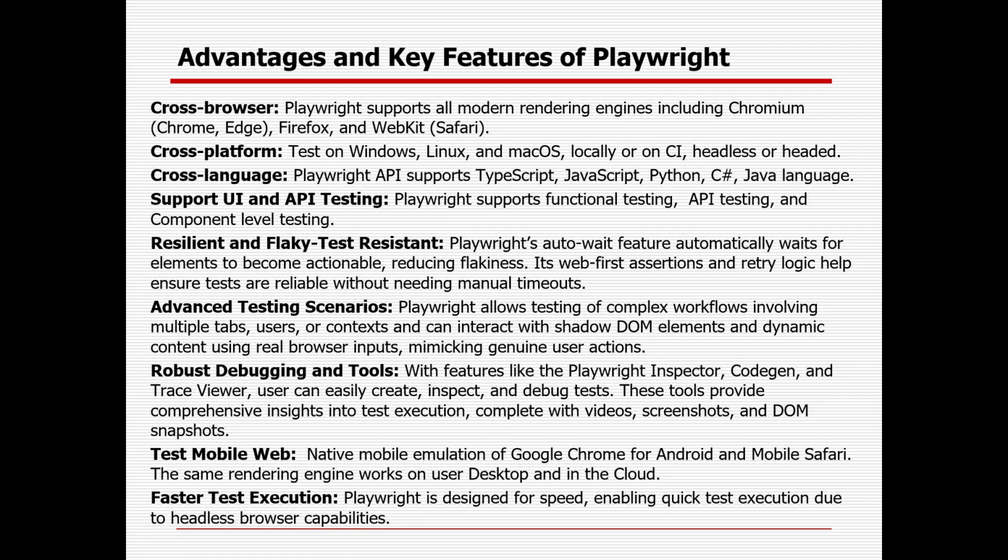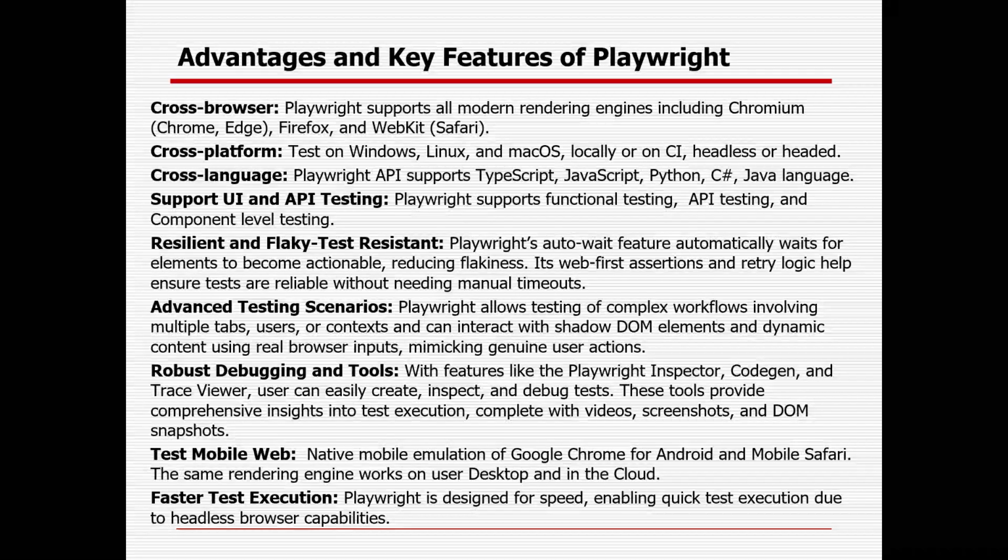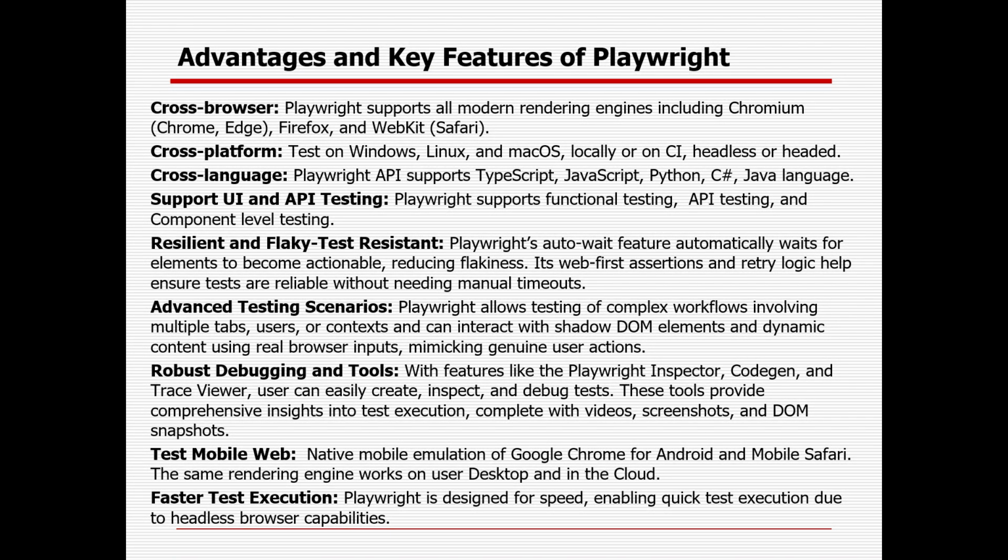Test mobile web. Native mobile emulation of Google Chrome for Android and mobile Safari. The same rendering engine works on the user's desktop and in the cloud as well. Faster test execution: compared to other web automation testing tools like Selenium, Playwright's speed is good. Playwright is designed for speed, enabling quick test execution due to the headless browser capabilities it has as a default feature.